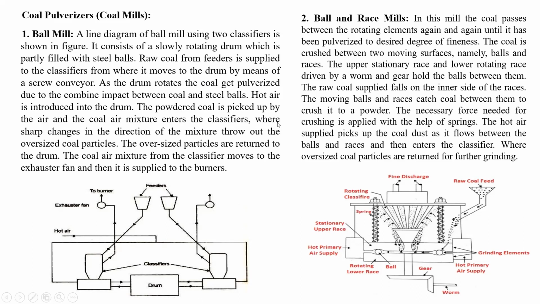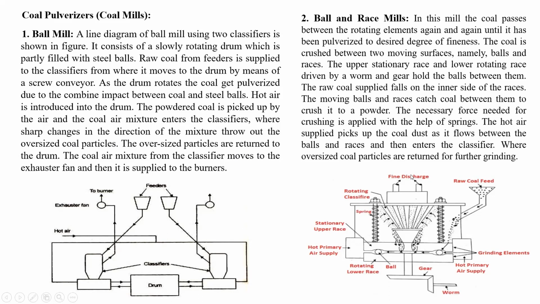The sharp changes in the direction of the mixture throw out the oversized coal particles. Oversized coal particles fall down and are returned to the drum, and the fine size goes to the burner. The coal air mixture from the classifier moves to the exhauster fan, and then it is supplied to the burners for combustion purposes. So you can see the fine pulverized coal is taken from the coal mill to the burner with the help of fans. Now then about ball and race mills.